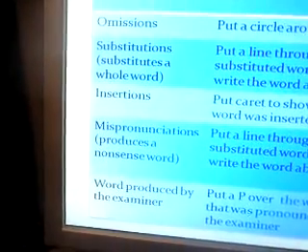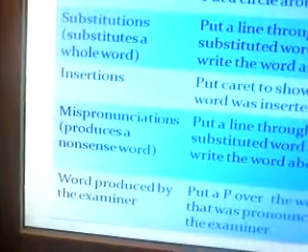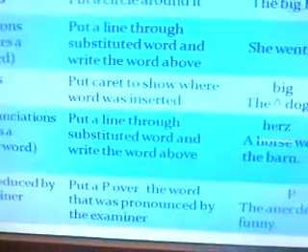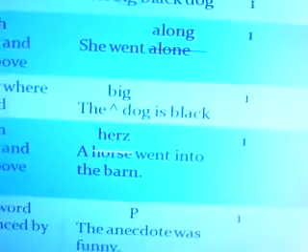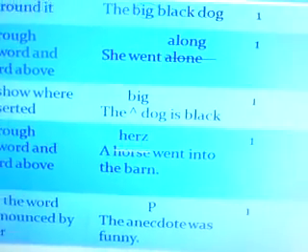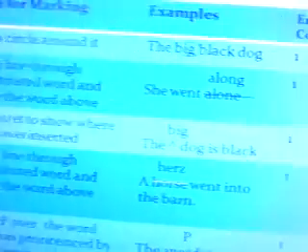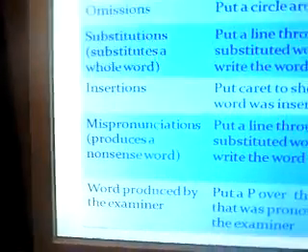Then we have mispronunciations, and here it produces a nonsense word. So again, you're going to put a line through it and write the word that they said on top. So for example, the horse went into the barn, they said as hers, and hers is obviously a nonsense word, and you would deduct a point for that as well.